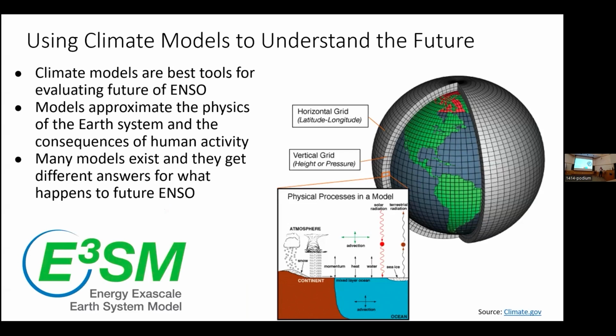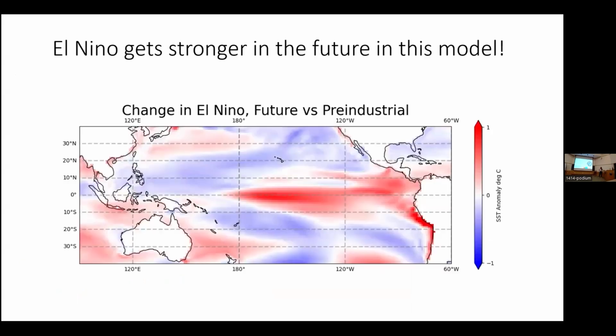Models approximate the physics of the Earth system and also include human influences to give a large-scale picture of the climate, which is pretty good, but not always perfect. There's a lot of models that exist with different physics, and they get different answers for what happens to future ENSO. And the model that I'm using in this research is the Energy Exascale Earth System Model, or E3SM, from the US Department of Energy.